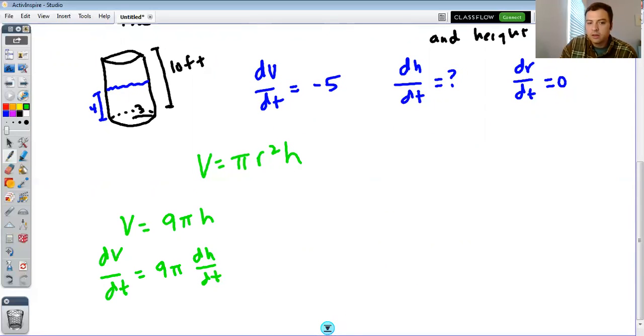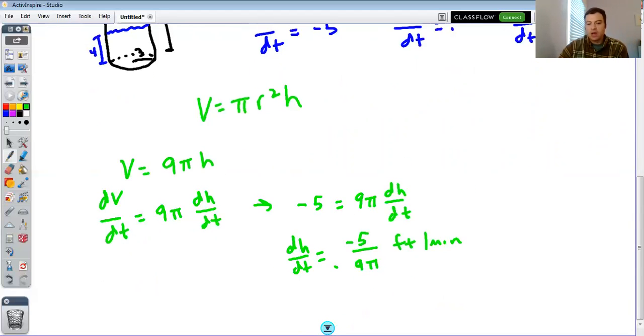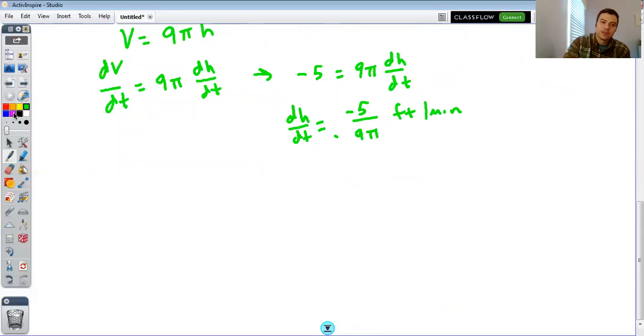And then from there, I can substitute in what I know. I know that dV/dt is -5, and dH/dt is what I'm solving for. So then I can just divide and say that dH/dt is -5 over 9 pi feet per minute. And I'm done. And that works great. It's a really easy way to do that problem. So the question would be, what if I didn't, at first, maybe I didn't realize the radius was constant. What do I do then? Well, let's solve the problem that way.